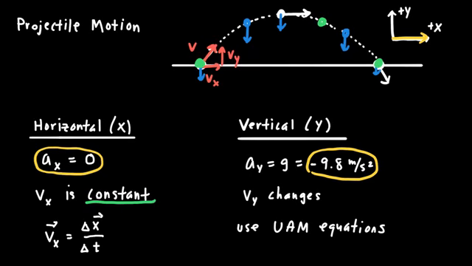Therefore, I would not use one of my uniformly accelerated motion equations to figure out anything about the speed. The acceleration would be 0, and so it wouldn't be useful for us to apply any of those equations for the x direction. For the y direction, however, the velocity is changing. At all moments in time, this acceleration of 9.8 changes my velocity.